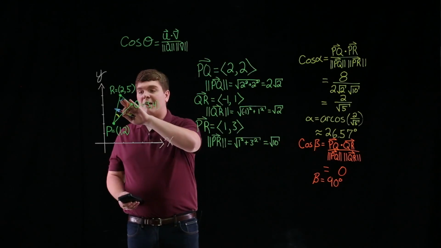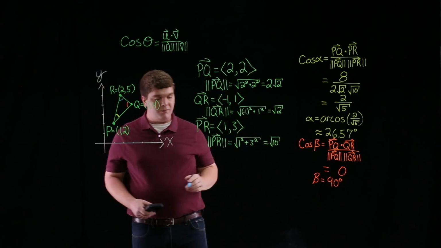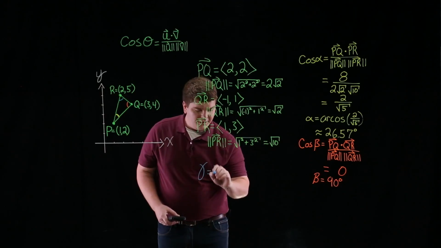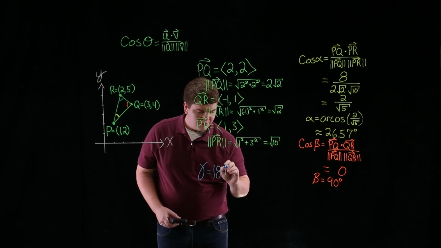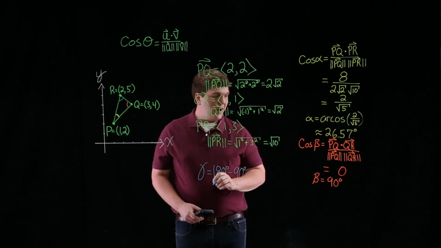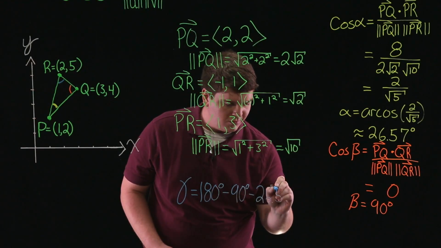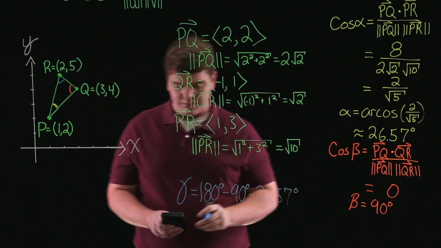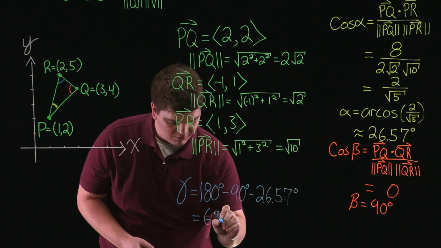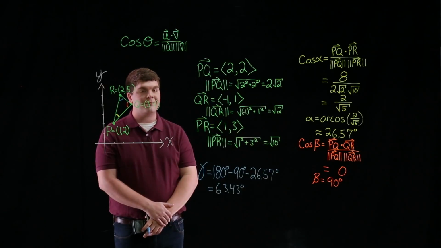And finally, to find the last angle, which I'll call gamma, since we know 2 of the angles of our triangle, our last angle gamma will be equal to 180 degrees minus 90 degrees minus 26.57 degrees, which is equal to 63.43 degrees.